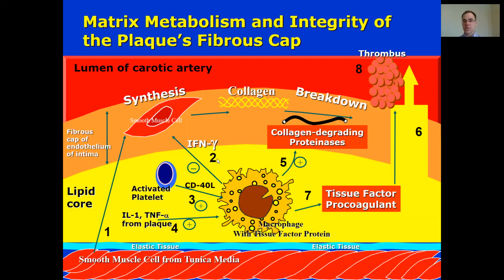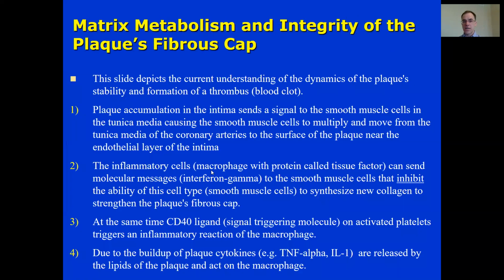Unfortunately, if left untreated, the plaque will work against the fibrous cap to cause rupture. And how does it do that? Well, inside the plaque, you're going to have some macrophages that are going to produce a protein called interferon gamma, IFN gamma, here, interferon gamma.